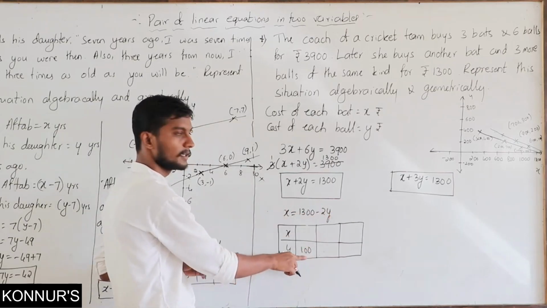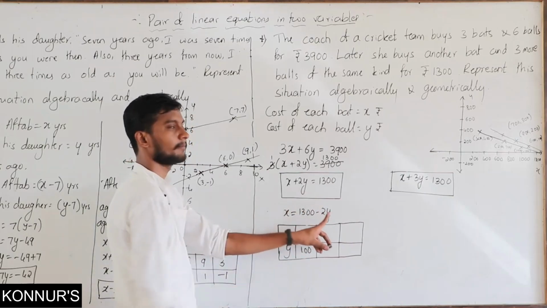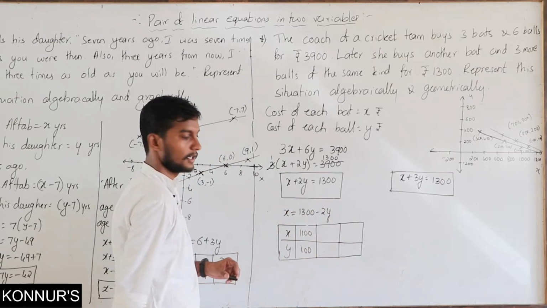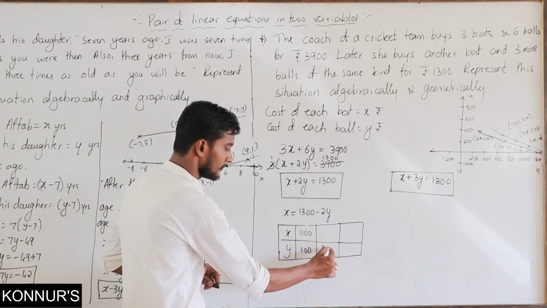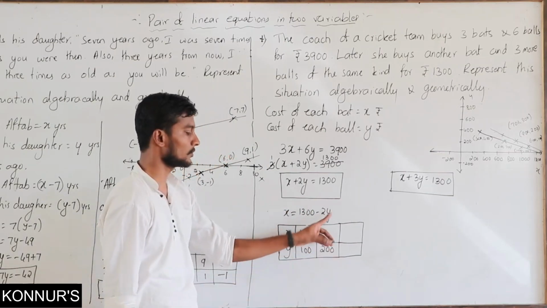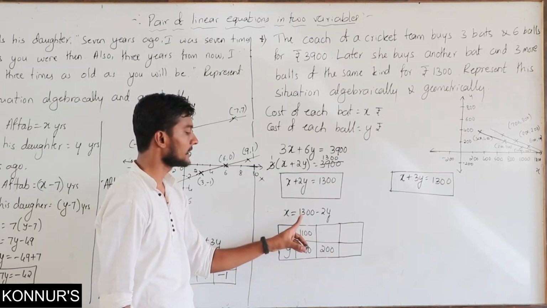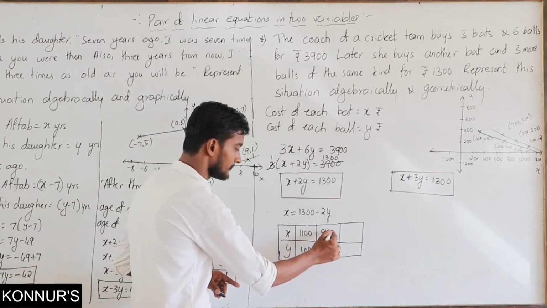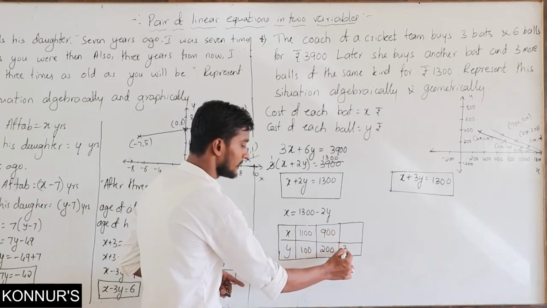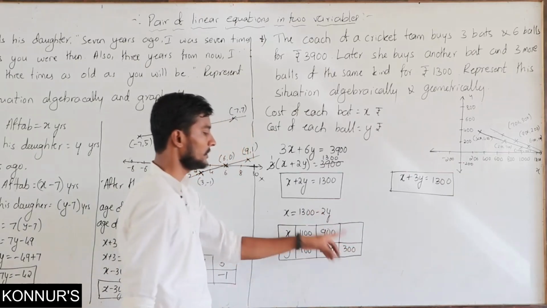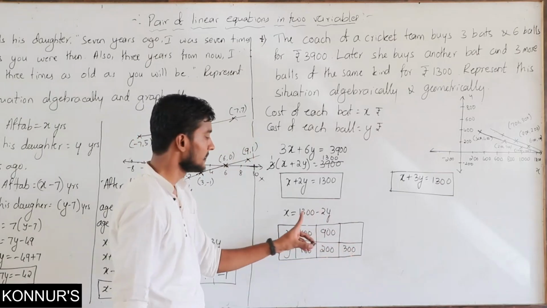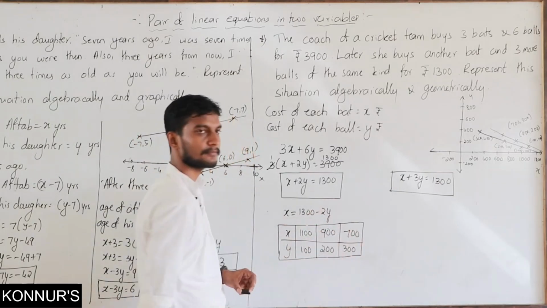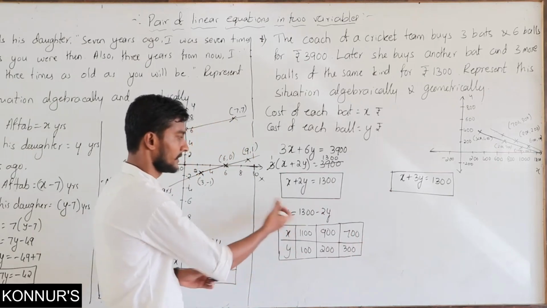2 into 100 is 200, 1300 minus 200 is 1100. If you take y is equal to 200, 2 into 200 is 400, and 1300 minus 400 is 900. If you take 300, 2 into 300 is 600, 1300 minus 600 is 700. This is for the first one.